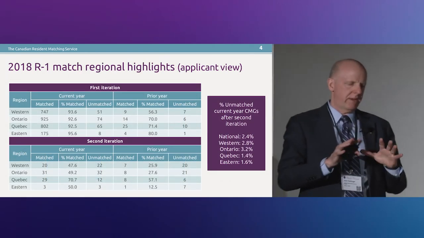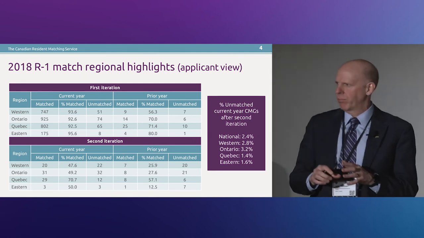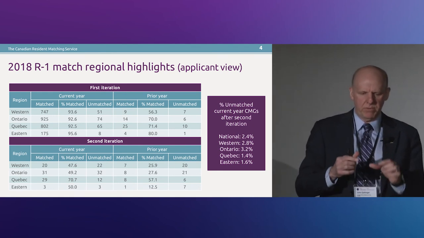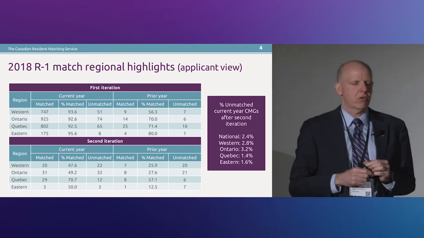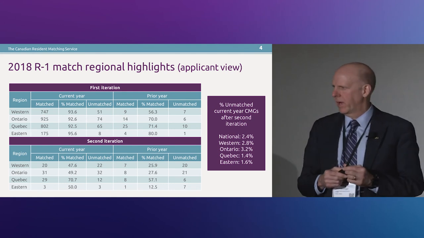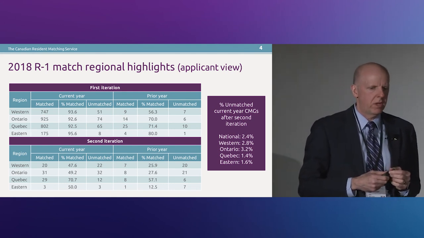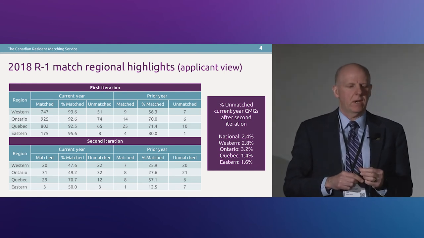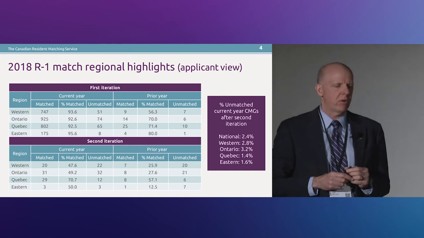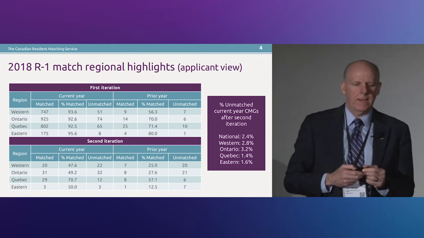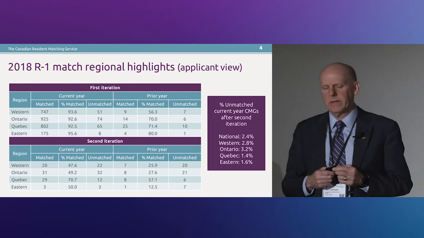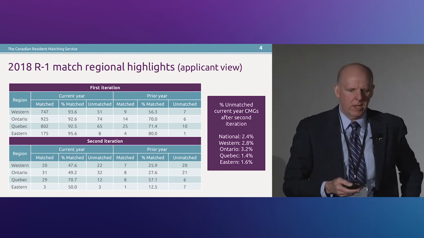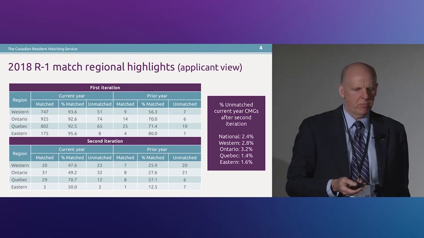This is a view of that earlier table broken down by region, and you'll see that there's a fairly small variation from region to region across the country. Eastern has a slightly larger percentage than the national, Quebec slightly lower, but Quebec and Ontario are around 92.5%. So not a huge variation from region to region. And the number of unmatched is a smaller N in each of the regions, so those percentages tend to vary a little bit more. So not a massive shift from region to region, really.